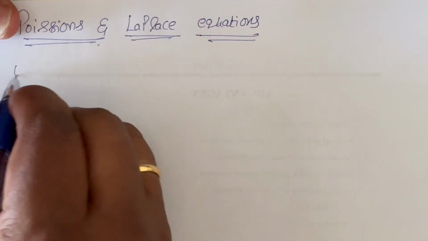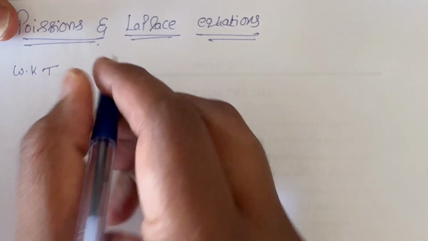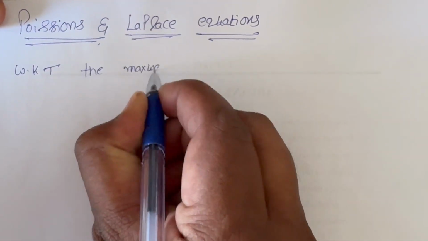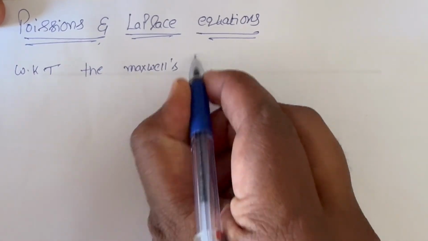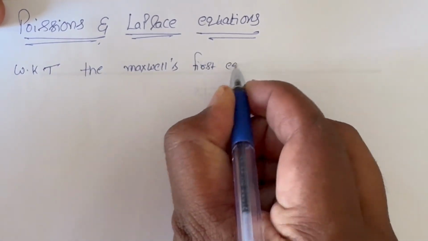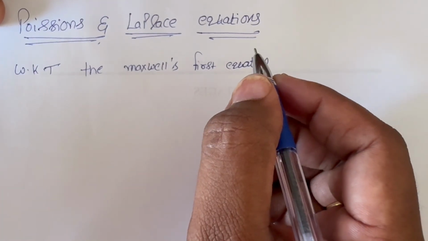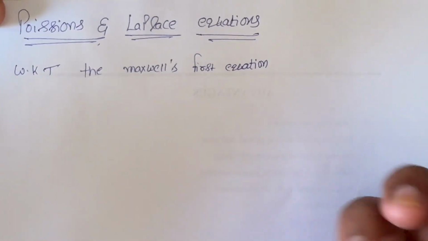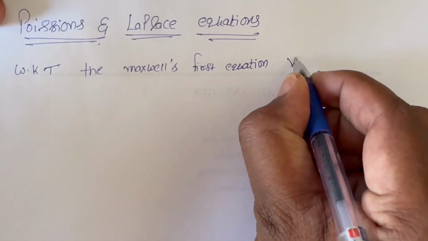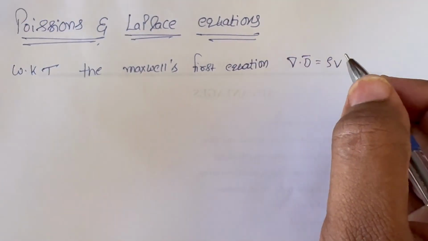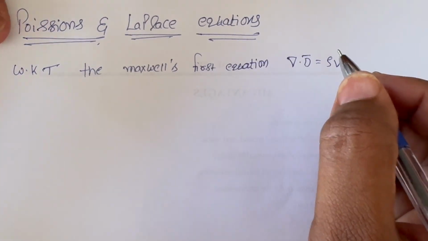That is, we know that Maxwell's first equation, that is the Maxwell equation for electrostatics. Maxwell's first equation is del dot D bar is equal to rho v. Del dot D bar equal to rho v.